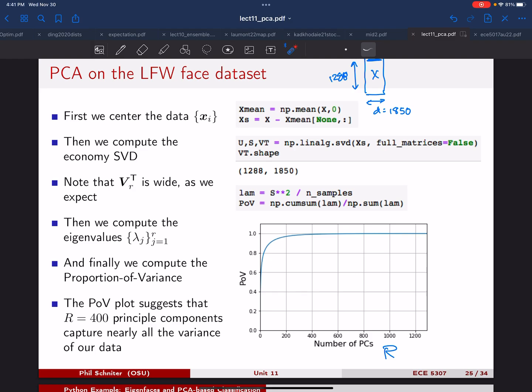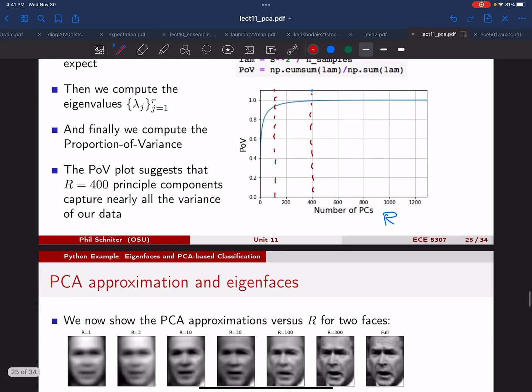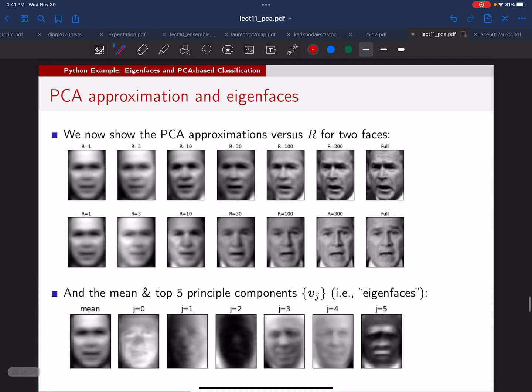Okay, so this is how we can justify choosing R of maybe 400 or 100 or something like that. Okay, so let's look at some pictures. So now what we'll do is we'll try to reconstruct. This is the full face. We're going to try to reconstruct or approximate it from the eigendecomposition.